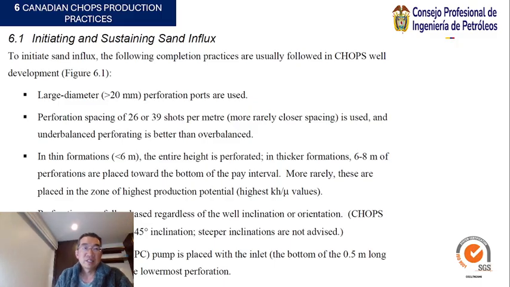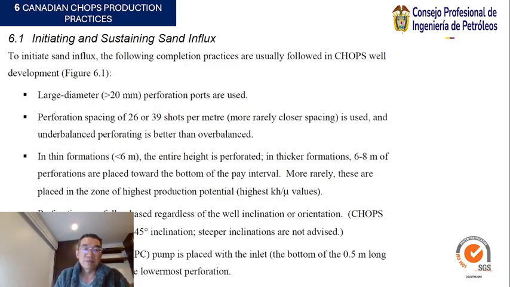To initiate sand influx, the following completion practices are usually followed in CHOPS wells development. Large diameter, about 20 millimeter, perforation ports are used, with a perforation spacing of 26 or 39 shots per meter. More rarely, closer spacing is used, and underbalanced perforation is better than overbalanced.